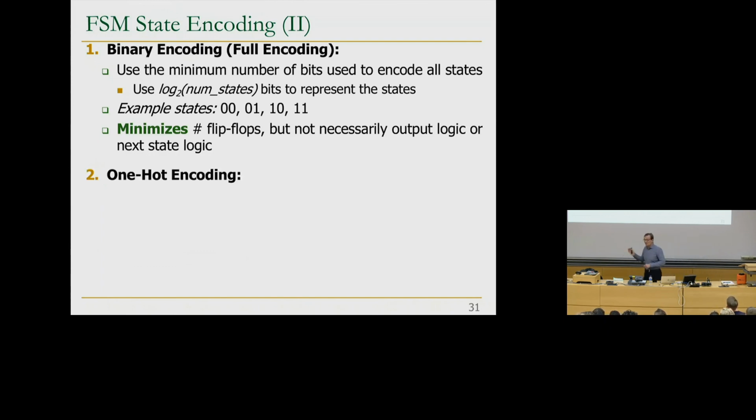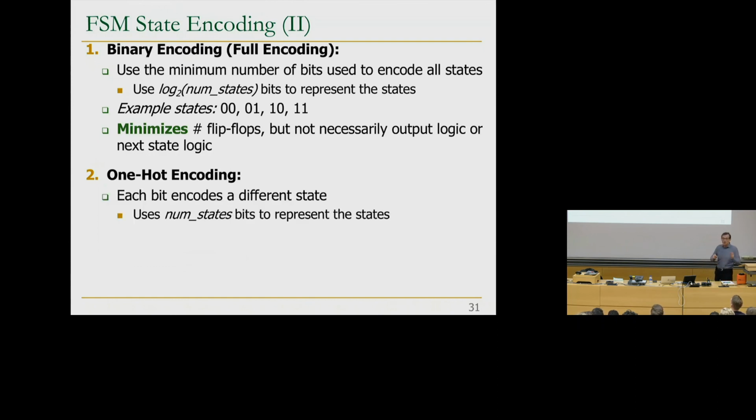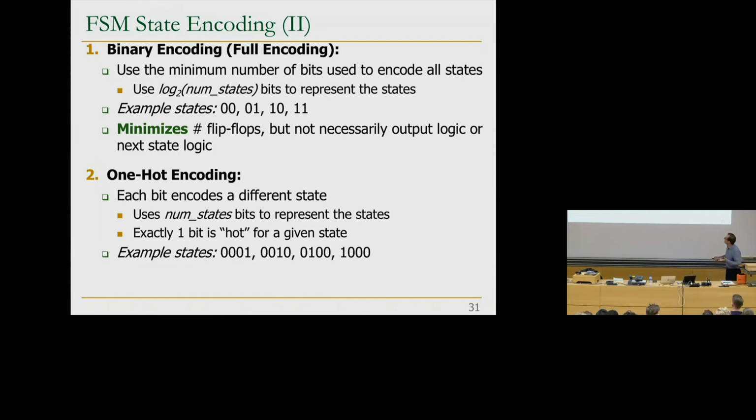One-hot encoding is interesting. Basically, this says that each bit encodes a different state. So you use n bits to represent n states. In the previous example, we have 4 states, so we use 4 bits. And exactly 1 bit is hot for a given state. Hot means turned on. High, 1, basically. That's why it's called one hot.